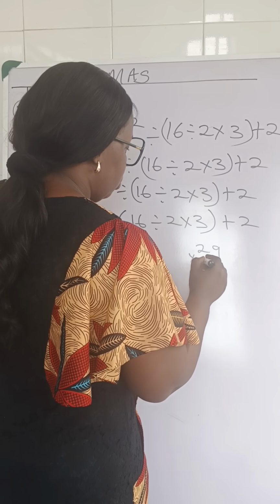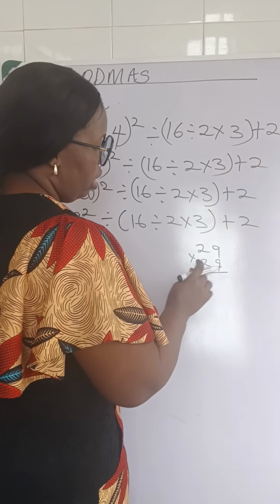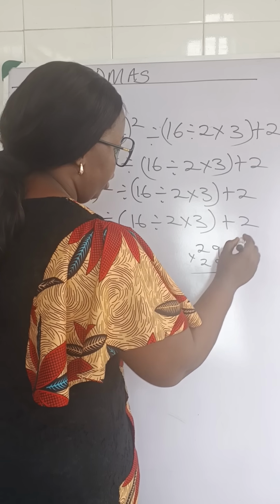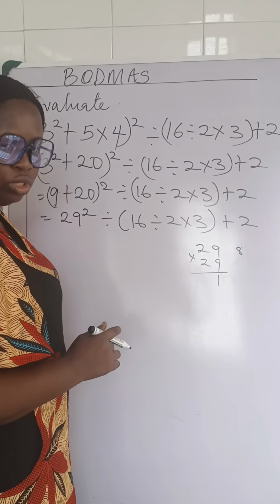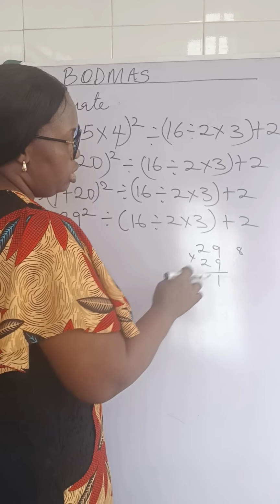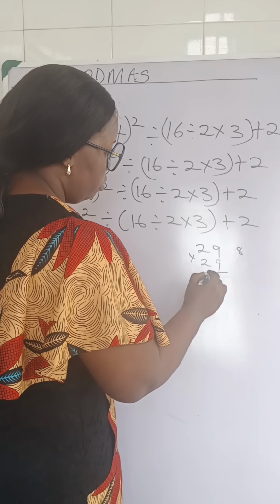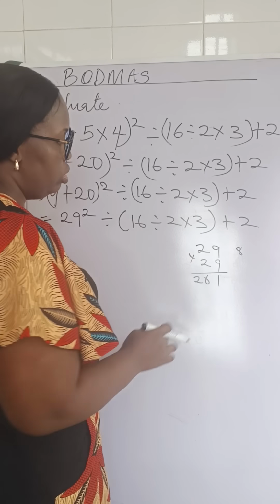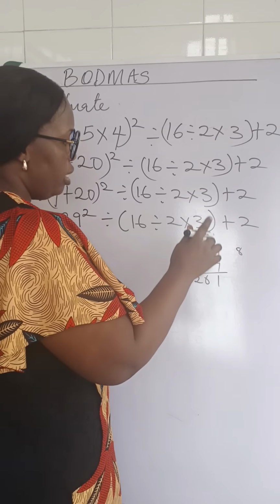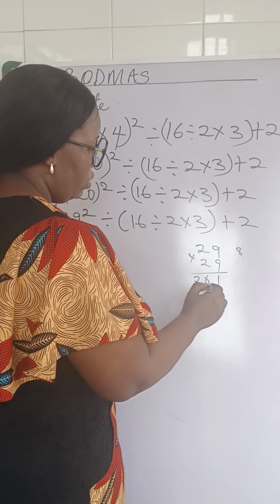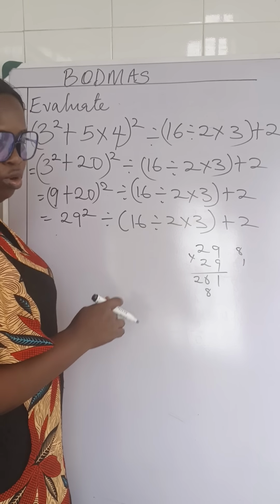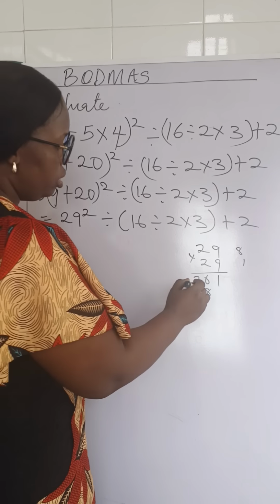29 times 29, we're going to have 9 times 9 is 81. You write your 1 and carry your 8. 9 times 2 is what? 18. 18 plus 8 will give us 26. Go over to the next one. 2 times 9 is 18. You write your 8 and carry 1 here. 2 times 2 is 4. 4 plus 1 is 5.